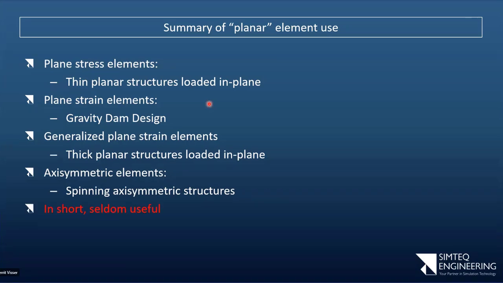So in short, all of these elements are seldom useful. It doesn't mean they're not useful, they're just seldom useful. You have to be careful of when and how you want to use them. Probably the most commonly used, or the most applicable, will be axisymmetry, because there are lots of industries that use things that spin significantly, and the approximation is really good for what they're interested in. And then specifically in civil engineering, the plane strain for gravity dam design is also used a lot. All of the others tend to be for very special, very simple applications.